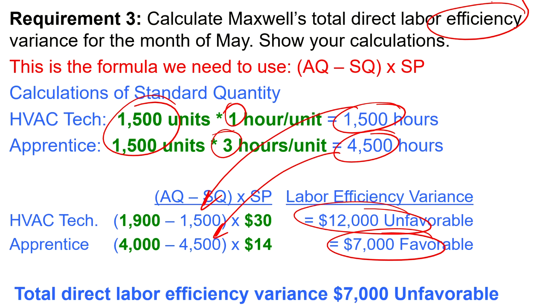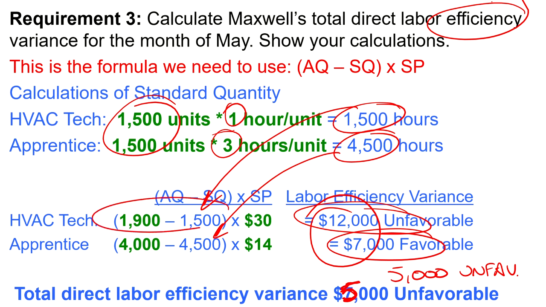The total direct labor efficiency variance is going to be $5,000 unfavorable. Okay, the $12,000 and the $7,000 is a $5,000 unfavorable variance for the direct labor efficiency variance, putting those two together. And we can see that we used too many HVAC technician hours. We didn't use enough apprentice hours, and overall that combines to a $5,000 unfavorable variance. So that's really the end of our math.